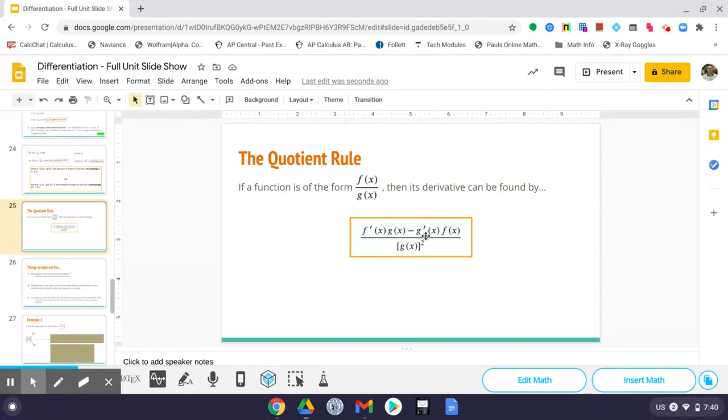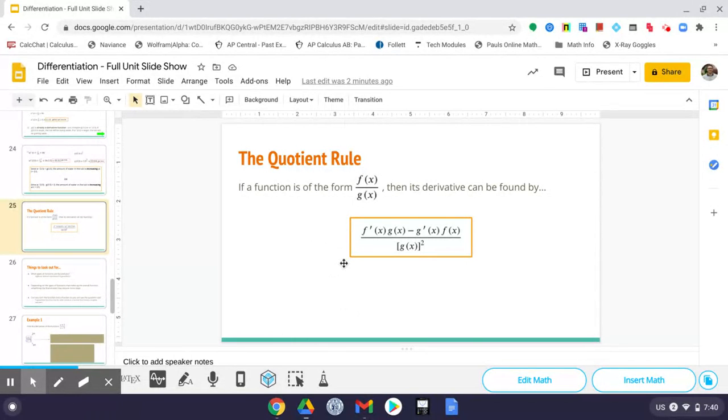And so one really important piece here is that that is just g of x. It's the original denominator squared, not g prime. That's a common mistake, to put the derivative of g down here and square it instead of just the regular function g of x, whatever it might have been. All right, so this is the quotient rule.